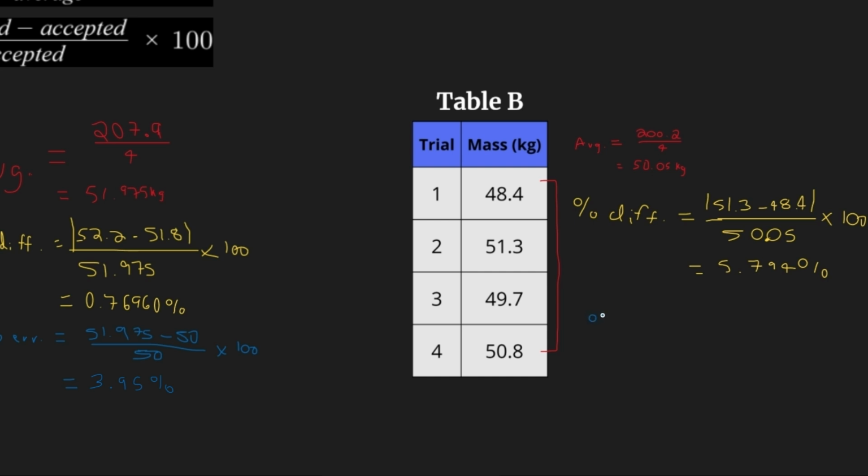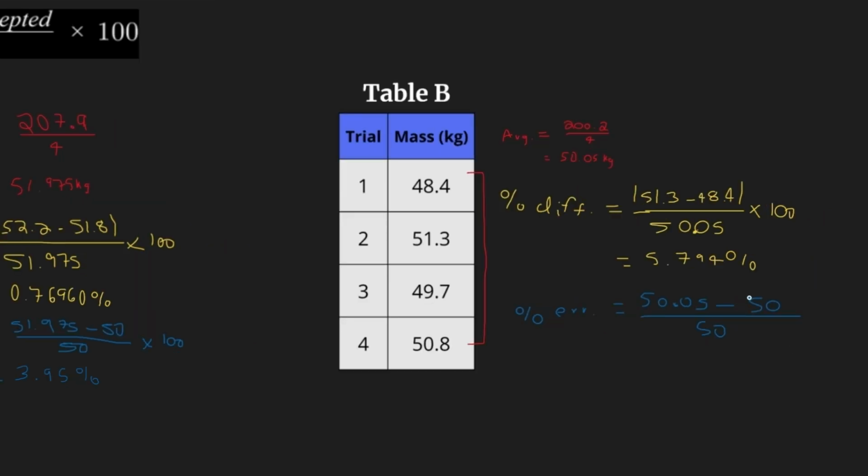And of course, we have to calculate our percent error as well. So we will take our measured average, which is 50.05, minus our accepted value of 50 kilograms divided by 50 kilograms, which is also the accepted value, multiplied by 100, and we get a value of 0.100%.